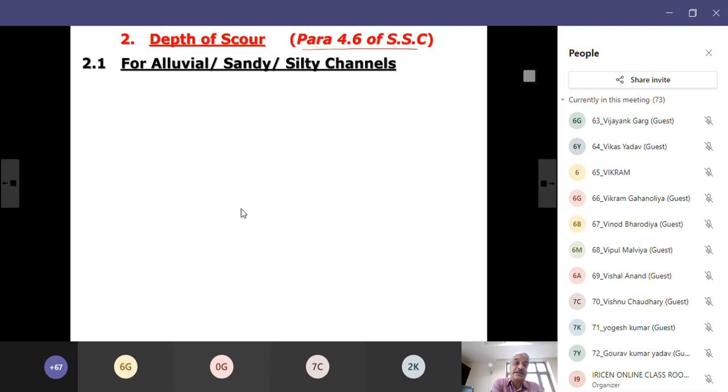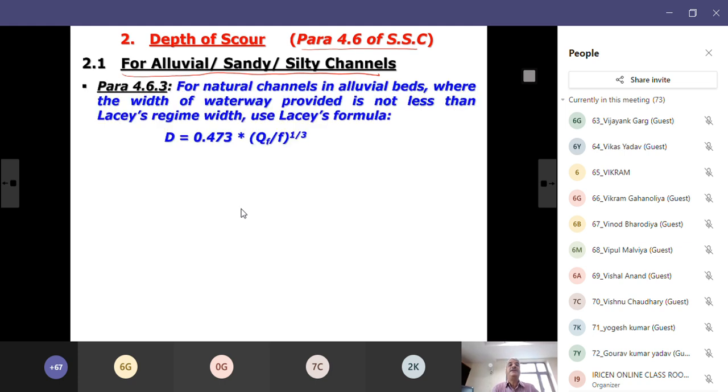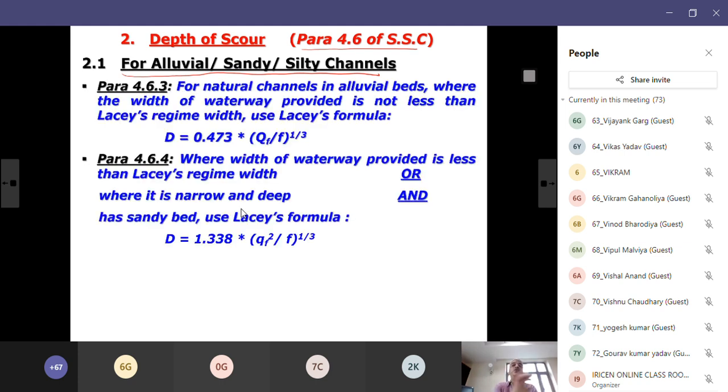This again depends on, as I told you, like your width of waterway depends on the type of your bed. So first, for alluvial or sandy or silty, these are those beds where Lacey's regime width calculations apply, or Lacey's formula applies. Originally it was for alluvium, but as I told you, for sandy and silty channels also it has been validated, and there can be two cases.